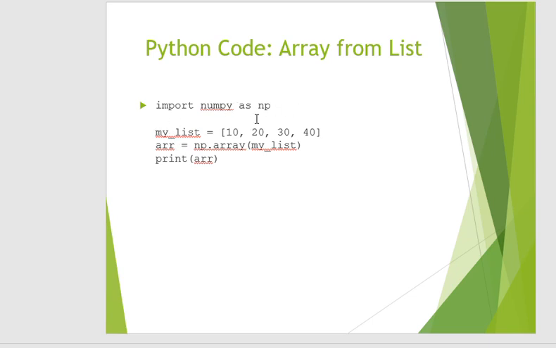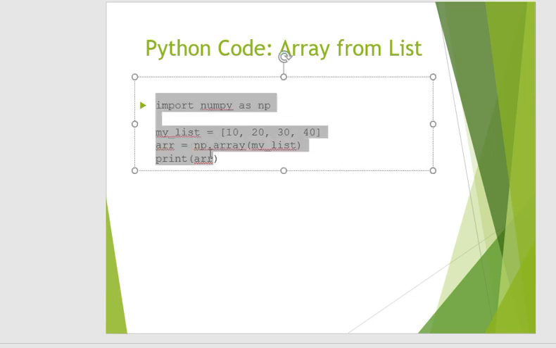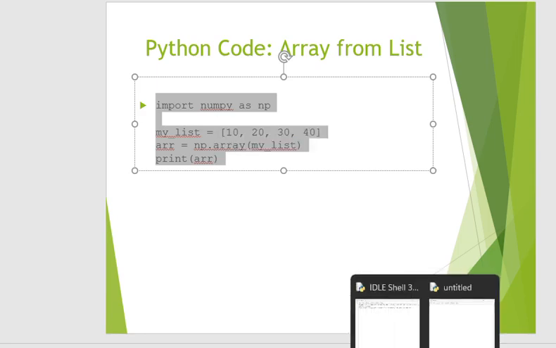So for NumPy we have used alias as np. MyList is a list in Python which consists of 4 elements and they are 10, 20, 30, 40. This list is converted into an array using NumPy, that is np.array, and we have passed MyList as a parameter to the function and then prints. Let me copy this and let me try on IDLE.